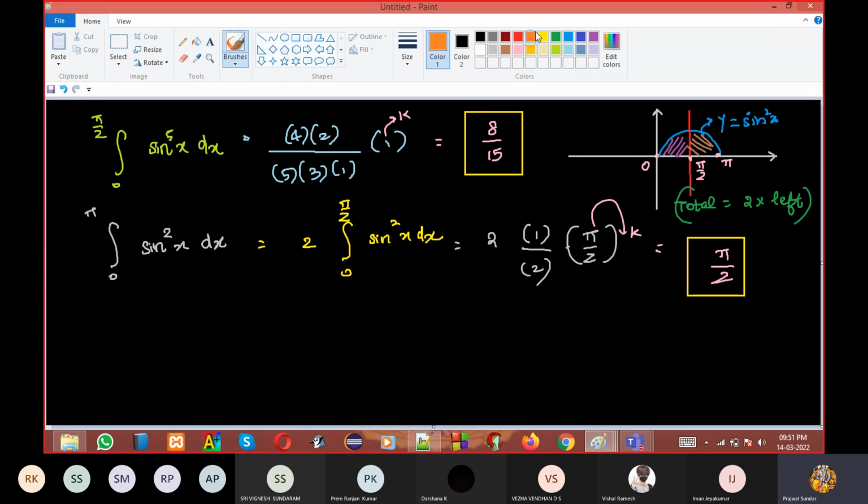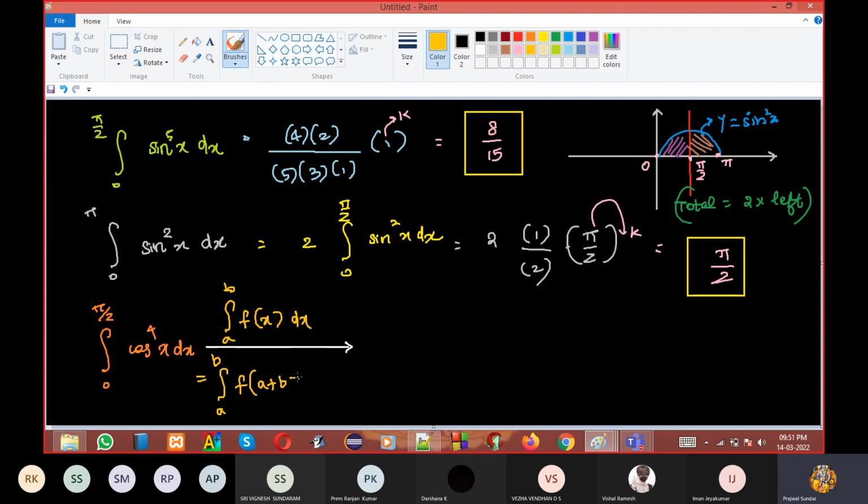Now one more thing I want to tell you. Integral 0 to pi by 2. Suppose I'm asking what is cos to the power 4x. You can apply this formula. You have one property of definite integrals. That is, integral a to b f of x dx, you can write it as integral a to b f of a plus b minus x dx. You apply this property, you get integral 0 to pi by 2 cos to the power 4 of 0 plus pi by 2 minus x dx. Meaning you will get back sine.